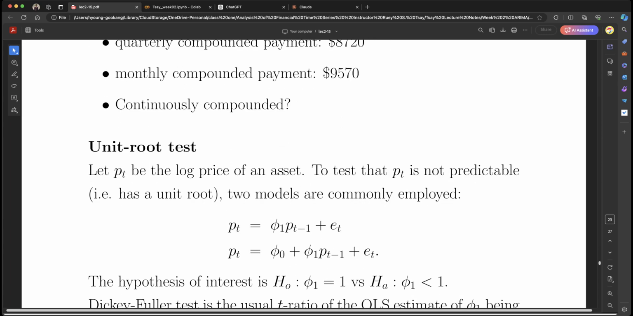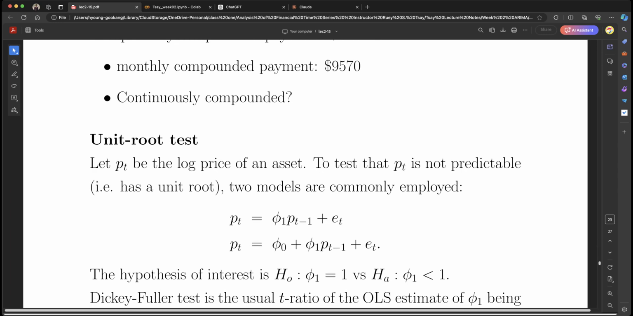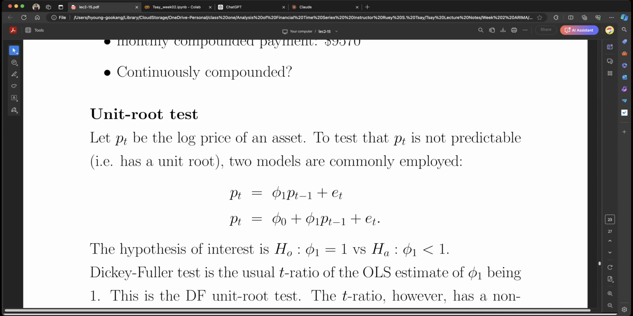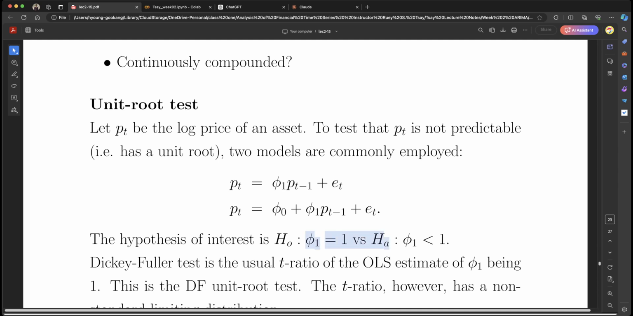Now, unit root test. Let p_t be the log price of the asset. To test whether p_t is not predictable or has a unit root, two models are commonly employed: p_t = phi_1 p_{t-1} + e_t, and p_t = phi_0 + phi_1 p_{t-1} + e_t. We want to test the hypothesis whether phi_1 is 1 or less than 1. If it is 1, then it is a unit root process. It is not stationary, unstable. If it is less than 1, it is a stable process.